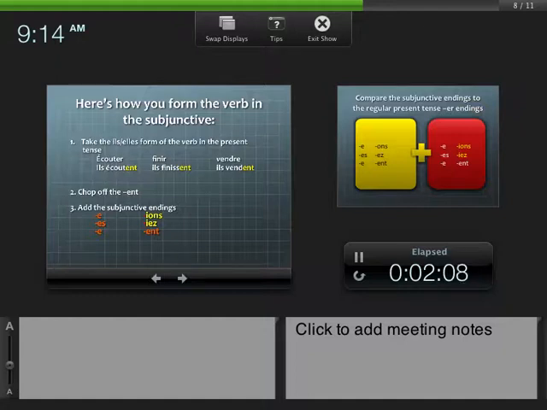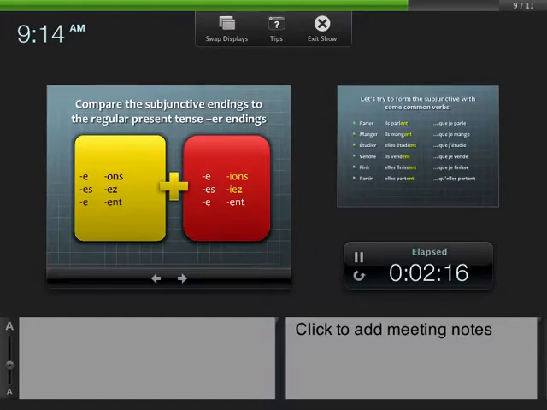Let's look at these endings. Only the ones highlighted in yellow have a sound. Compare the subjunctive endings to the regular present tense ER endings. The present tense ER endings are on the left. Look at that. The only thing that's different is the nous and the vous forms.